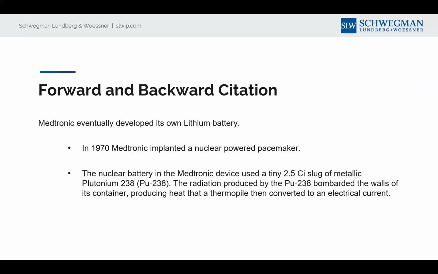Okay, Medtronic did eventually develop its own lithium-ion battery, but in 1970, now this was before the mercury battery problem, Medtronic saw that batteries were a game changer. It was a bet the company move for them, and they needed to find a good solid energy storage source, and they explored nuclear power. And in 1970, in a collaboration with Alcatel, they developed and implanted a nuclear-powered pacemaker. The nuclear battery in the Medtronic device used a tiny slug of metallic plutonium. The radiation produced by the plutonium-238 bombarded the walls of its container, producing heat that a thermopile then converted to an electric current. Next slide.